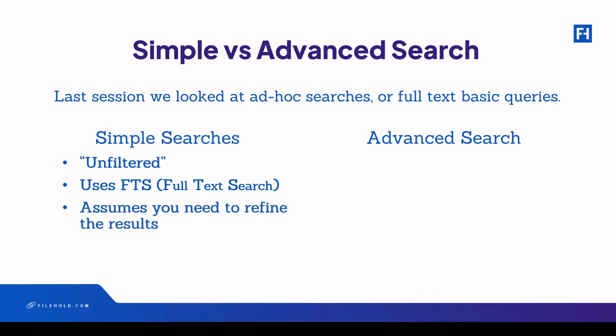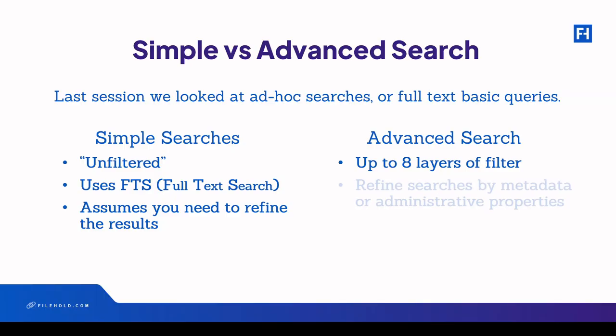When we run a simple search, we assume that the next thing you want to do is refine your results. So we bring you back a big pool of results, and then we're going to trim them down. Our advanced search, though, offers us the ability to filter our searches. So we can add up to 8 different layers of filter onto the search in order to strain out the results and get exactly what you need. So it's not just one layer of search, it's multiple layers of search that we can have at once.